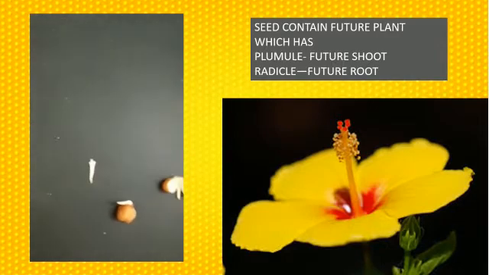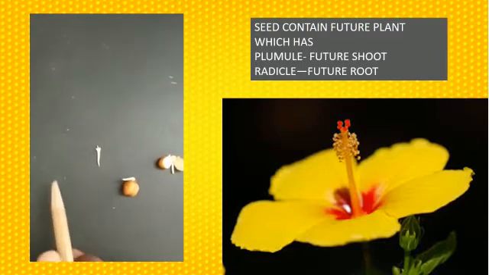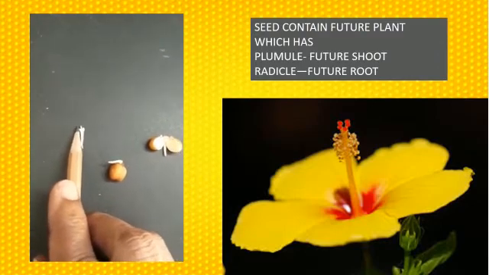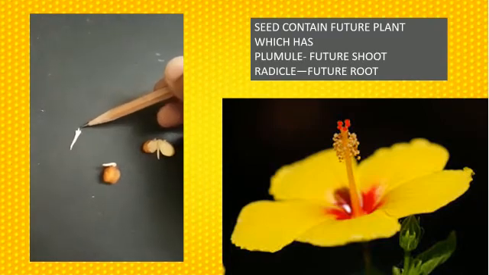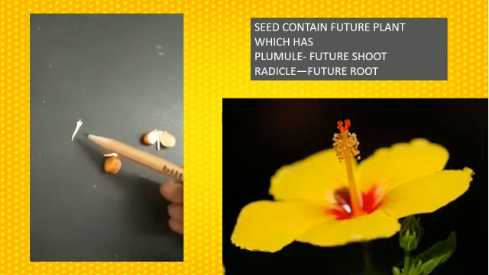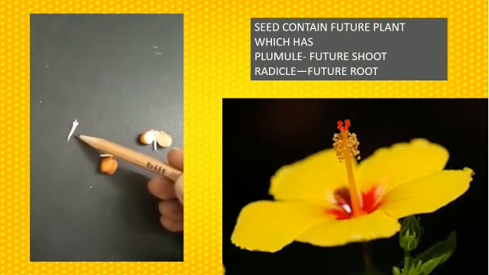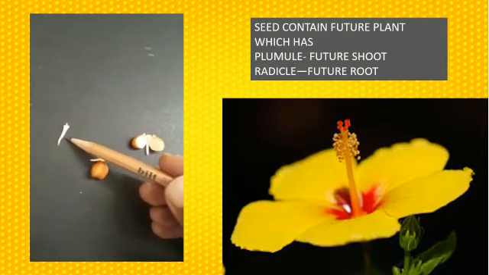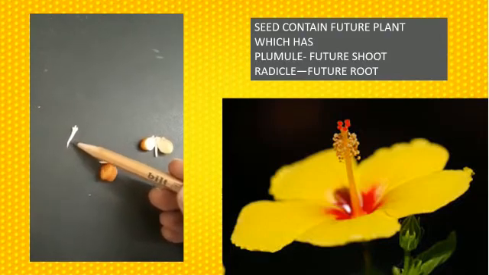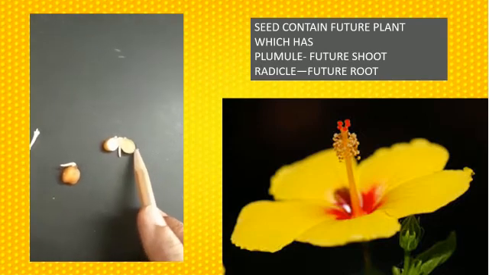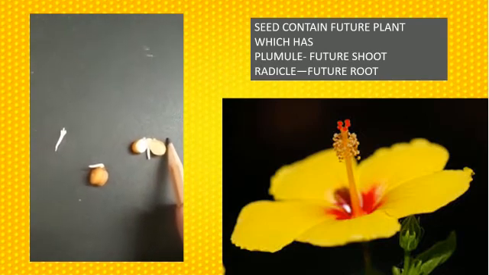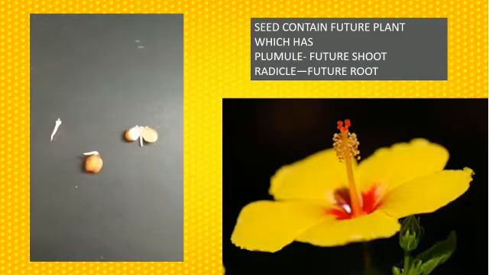Now here I removed this from another one. See the small one on the top. This is the plumule. Plumule grows into the baby shoot. Baby shoot grows into the shoot of the plant. And the longer one is the radicle, which is called the baby root. Baby root grows into the root of the plant. So the embryo grows into a baby plant. So the baby plant will have a plumule and a radicle, right?